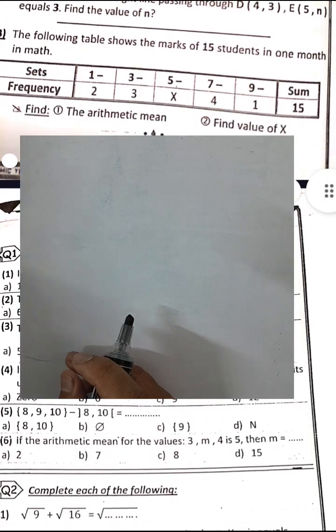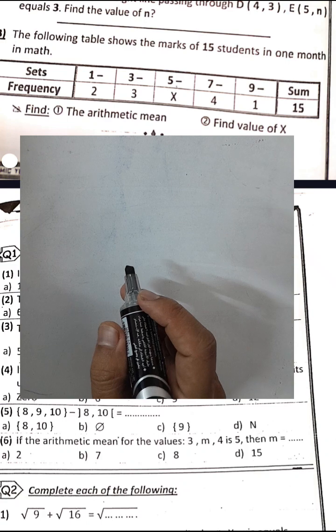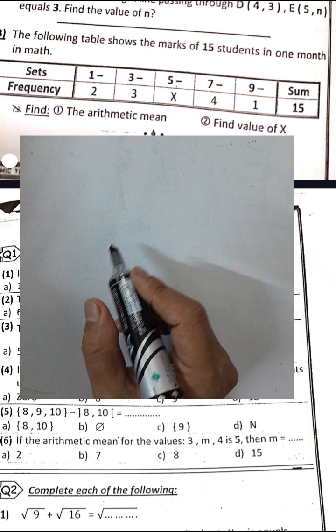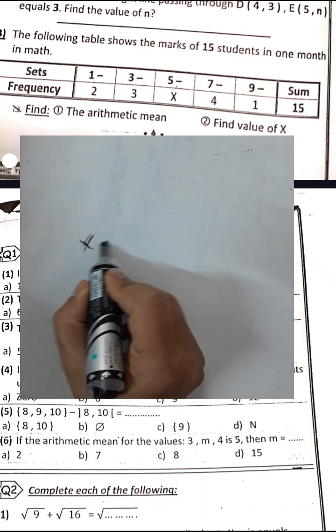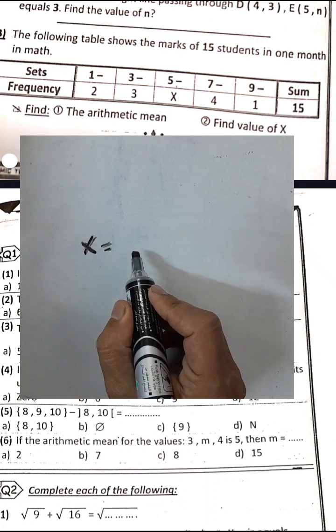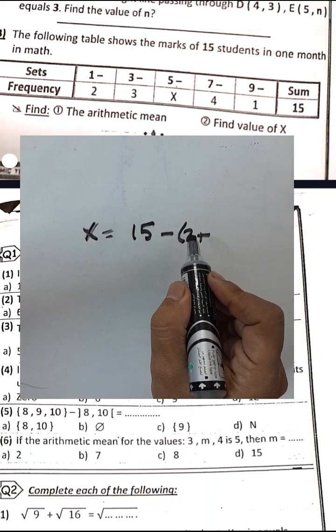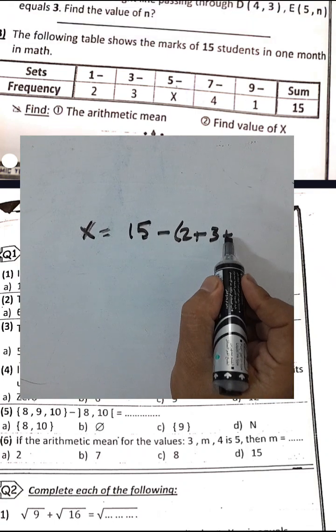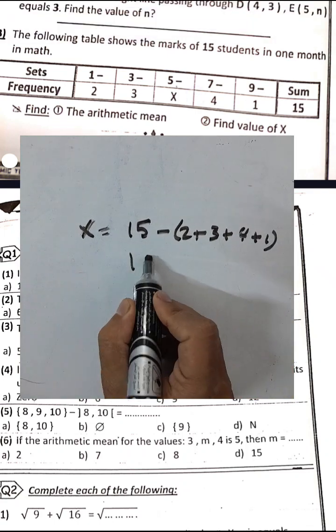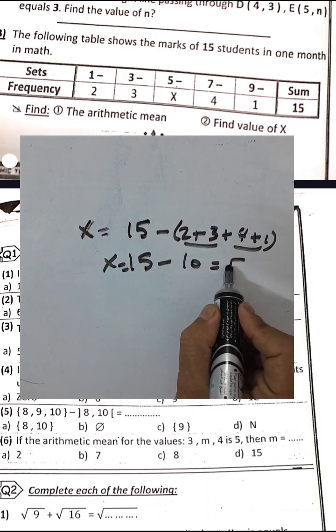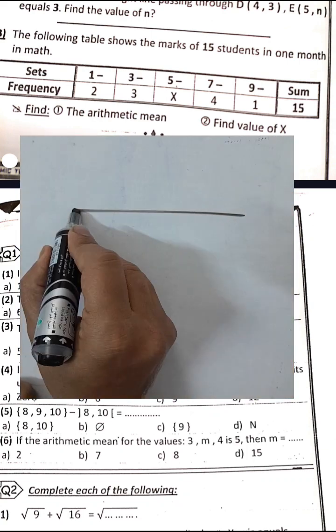Next question. Find the arithmetic mean and the value of x here about these sets. First step, we can write the value of x by finding the difference from 15. This is the total, subtract 2 plus 3 plus 4 plus 1. 2 plus 3 plus 4 plus 1. 15 minus: 2 plus 3, 5. 5 plus 5 equal 10. x will be 15 minus 10. It will be 5. Okay, and then you can find the arithmetic mean by drawing a table.